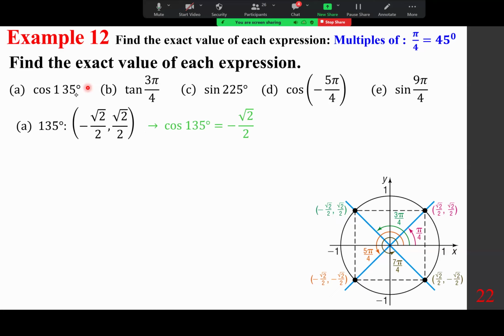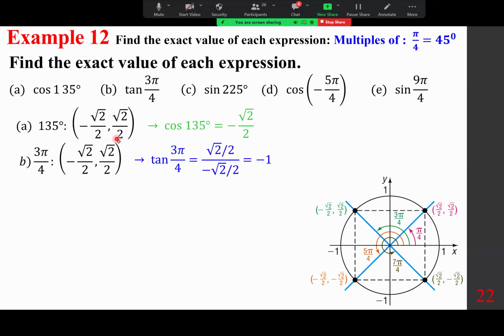At 3 pi over 4, which is identical to 135 degrees, we are looking at the same location, but for tangent is sine over cosine. So this number over this number, which gives you negative 1.